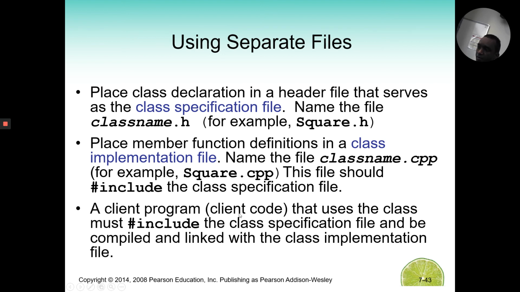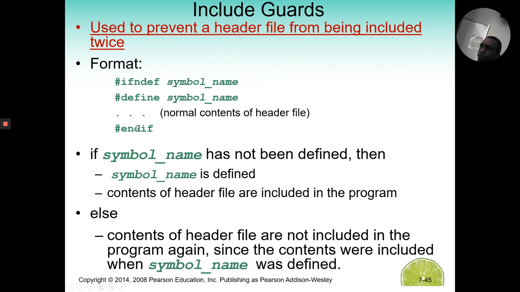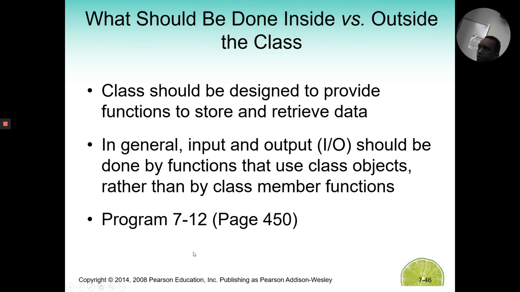A client program or client code that uses the class must include the class specification file and be compiled and linked with the class implementation file. Okay. And then some of the guides you can use. Use include guards to prevent the header file from being included twice, and see its format. So what should be done inside versus outside the class?